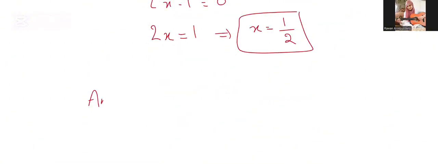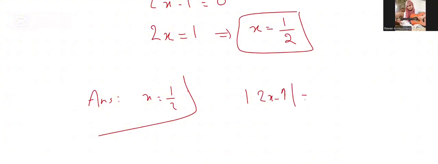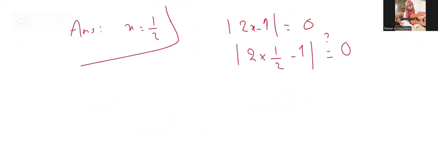Let's do an answer check for this one. So now we have the answer check for x equal to 1 over 2. The equation we had was the absolute value of 2x minus 1 equals to 0. Let's see. So in place of x I will substitute 1 over 2, minus 1, in absolute value. Does it equal to 0? Let's see.